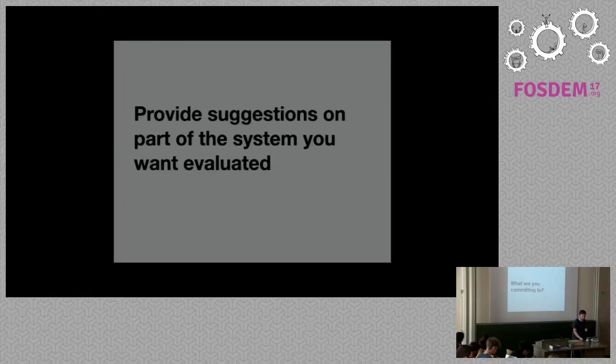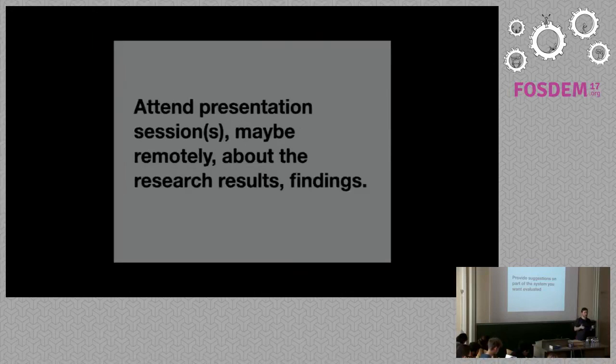So what are you committing to? First of all, you're committing to providing suggestions on what part of the system you want evaluated. For example, yeah, we've got lots of users that come and they want to use our software for this, but actually our software does this. Or we get lots of new users and then they disappear. Where did they go? Why did they disappear?